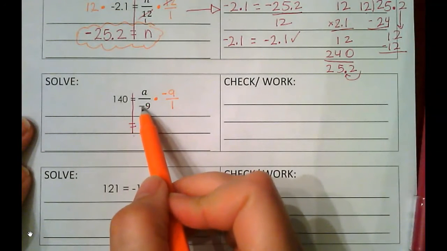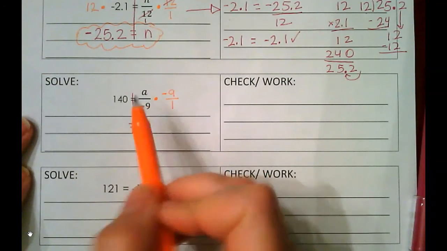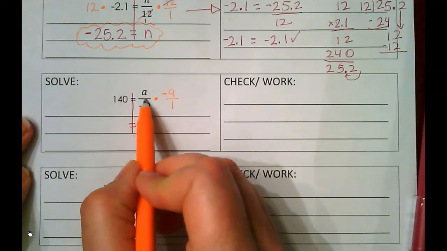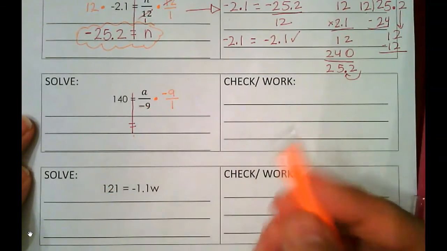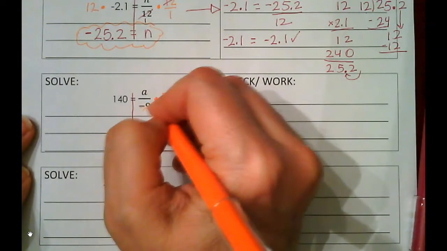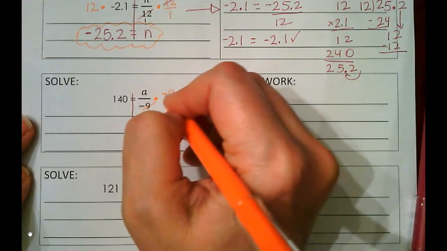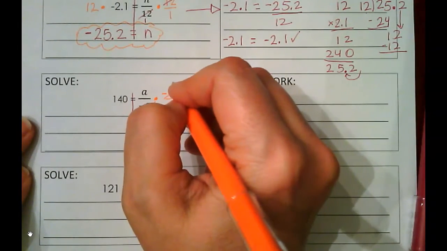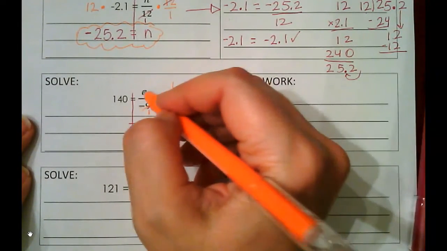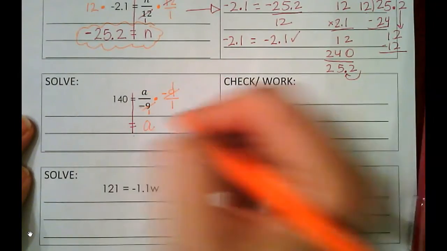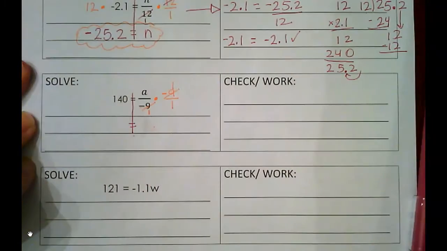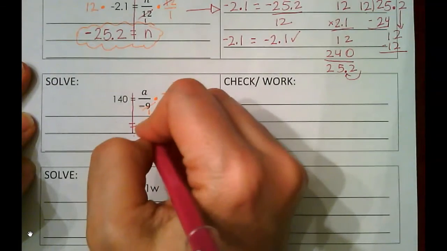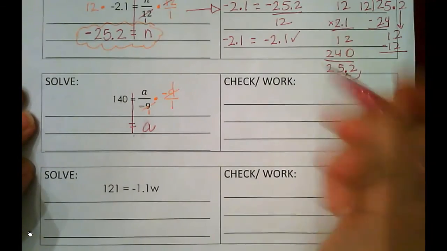This is not your operation, so you're not going to change it. Your operation is division, dividing by a negative 9. So multiply by a negative 9. Negative 9 goes into negative 9 once. Negative 9 goes into negative 9 once. And a times 1 is a positive a. The variable is isolated.